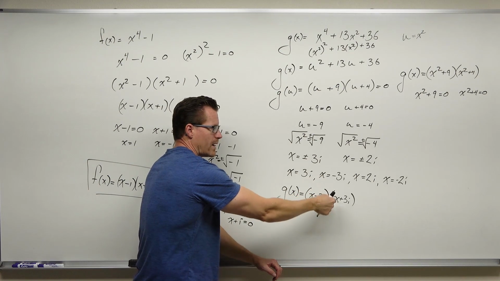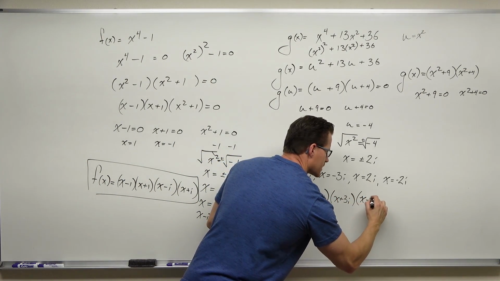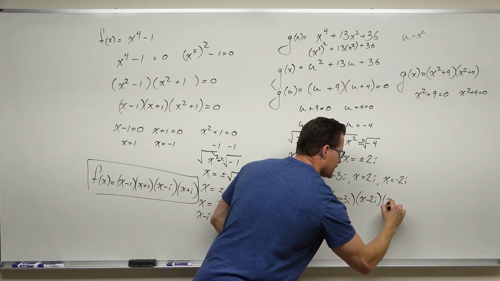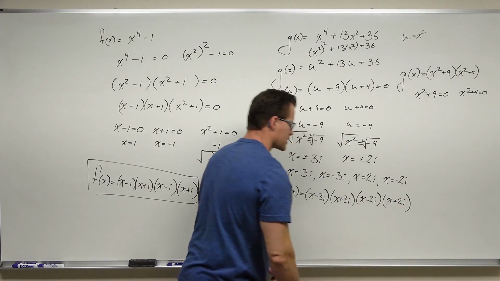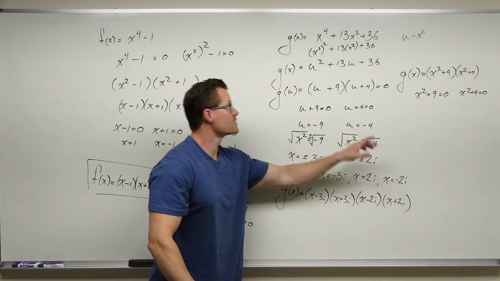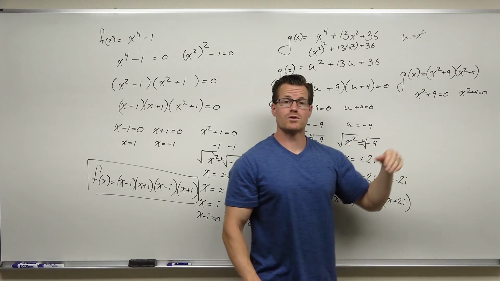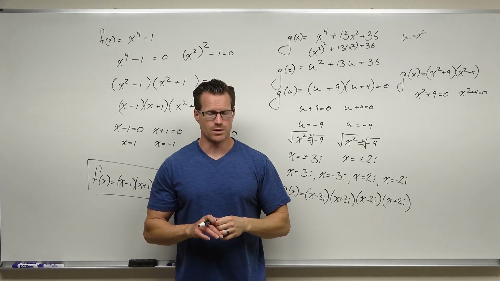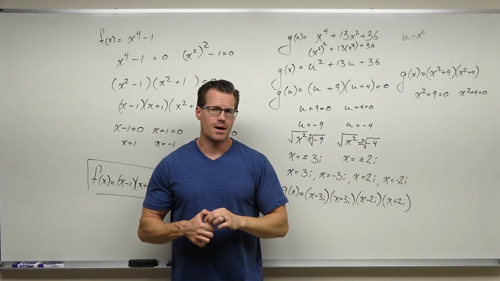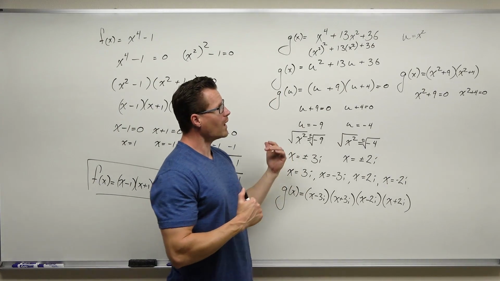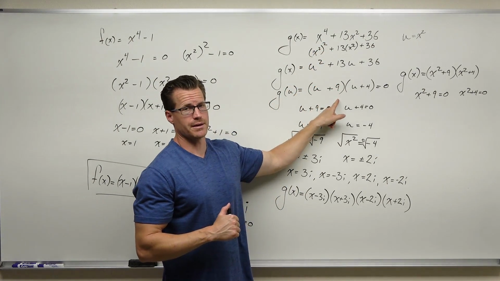That would give us 2 factors, x minus 2i and x plus 2i. That's 4 factors, degree 4. 4 solutions, degree 4. 2 factors over the reals because those are irreducible over the real number system. Now, I mentioned to you, what if this was not factorable like this?